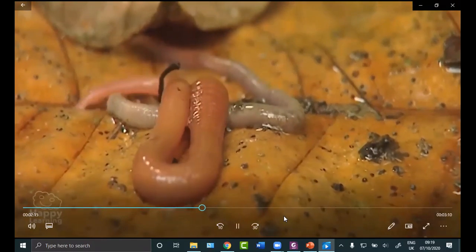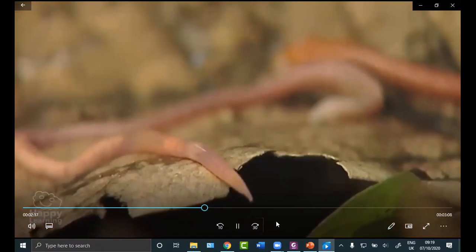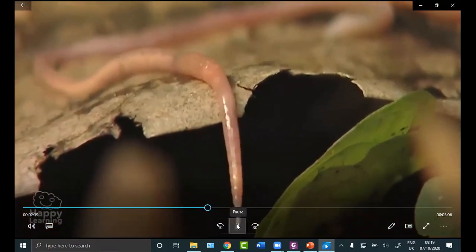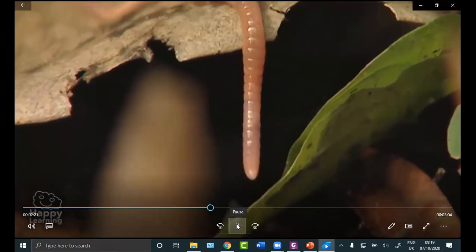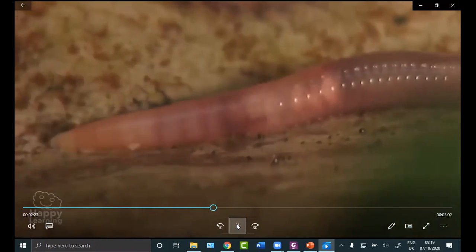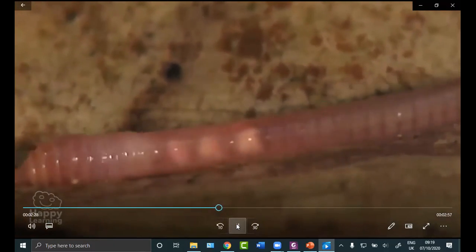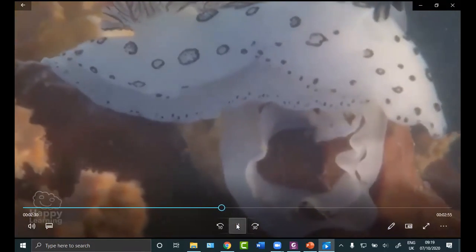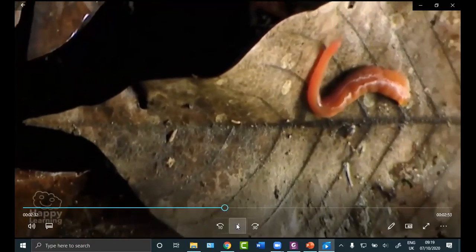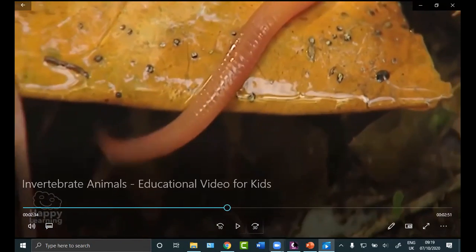Do you know this animal? Exactly, it's a worm. Worms are soft and long invertebrate animals that move by dragging their body on the ground because they have no feet. They can be aquatic or terrestrial.